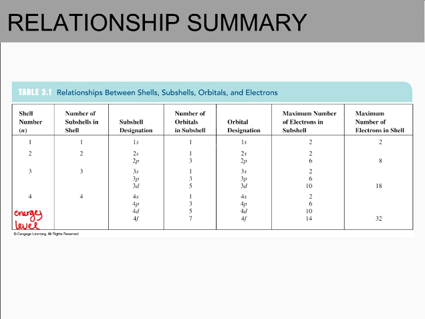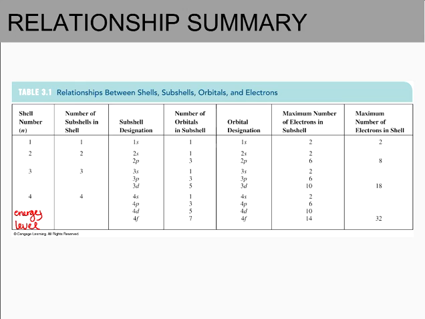And then in energy level 2, we have, again, a 2s subshell and a 2p subshell. And s subshells have 1 orbital, and p subshells have 3 orbitals. And then as we continue, again, we can see that in a d subshell, we would have 5 orbitals, and in an f subshell, we would have 7 orbitals.